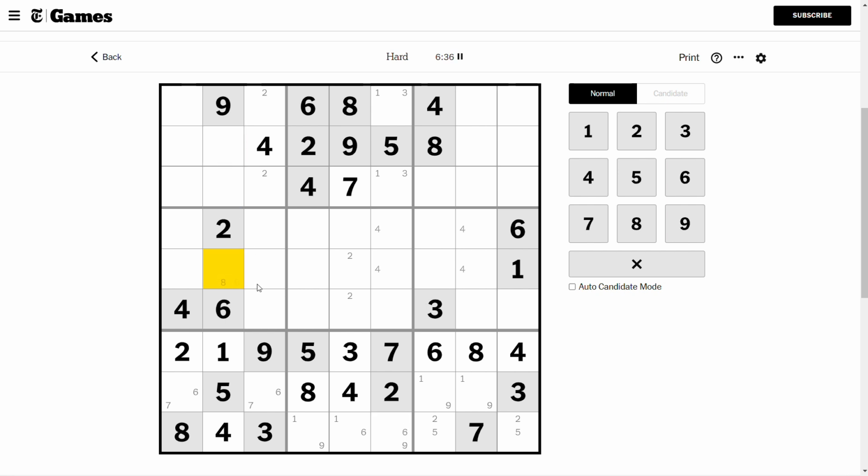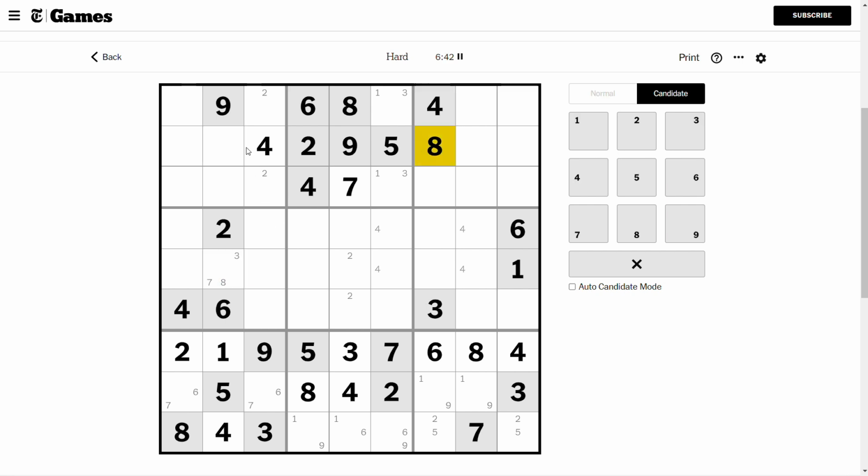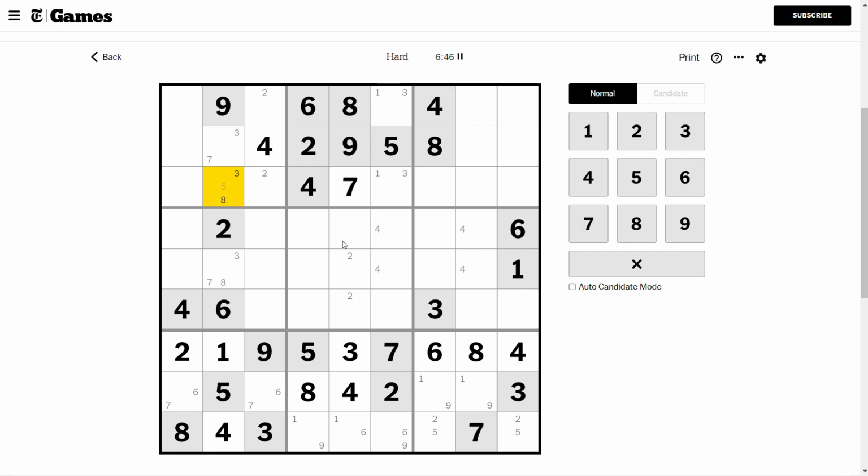In column 2, 3, 7, and 8 are the missing digits. 3, 7, 8. This cell sees 8, so it's 3 or 7. This cell sees 7, so it's 3 or 8.